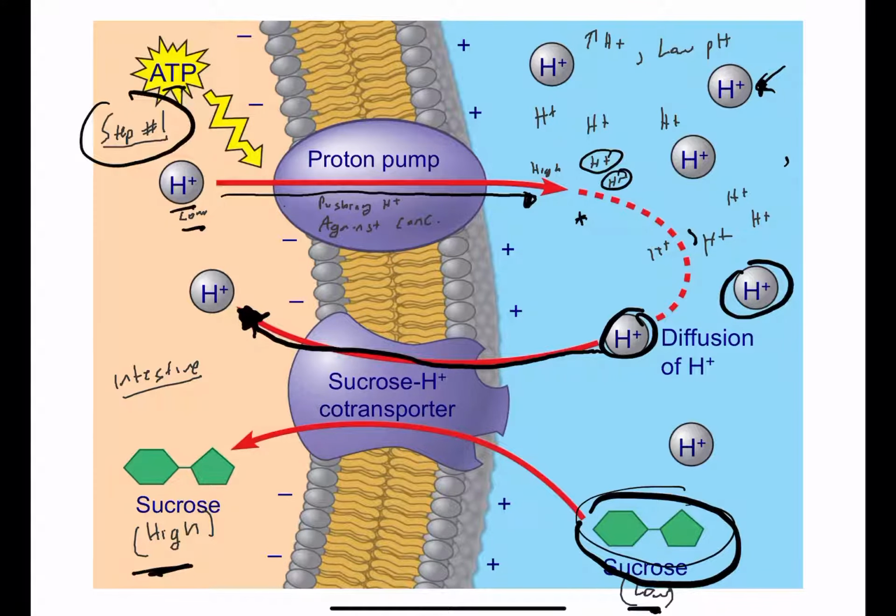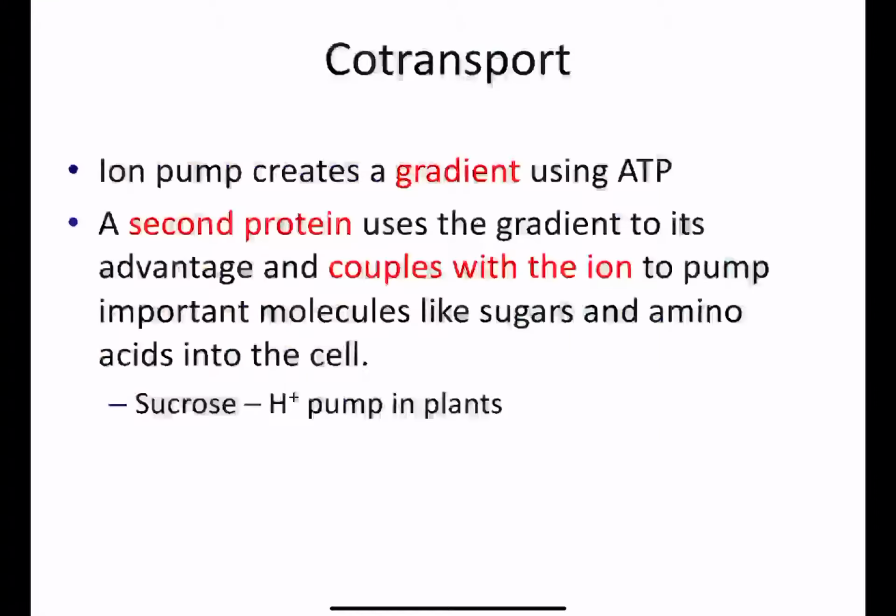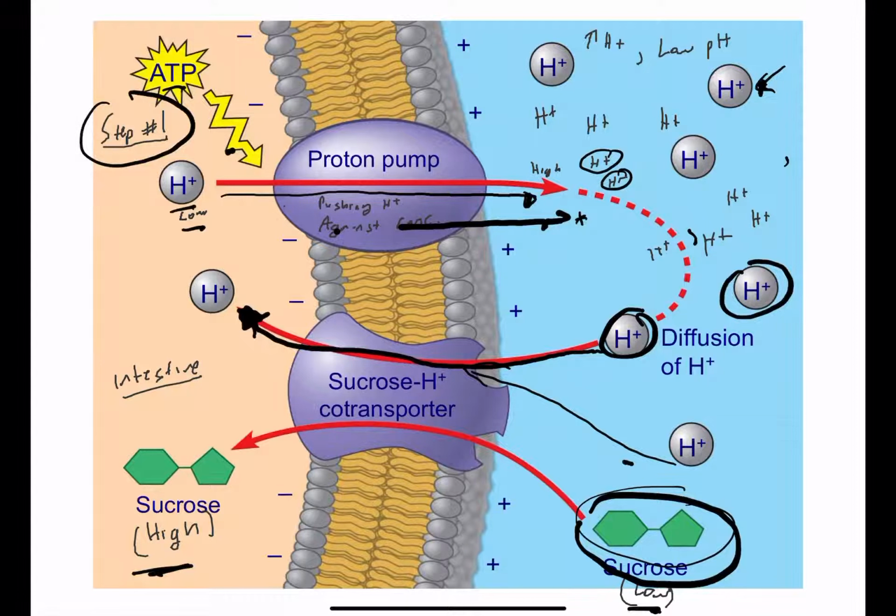It's kind of intense, but if you look at it, the ATP is pushing the protons against their gradient. These protons get built up, and then as they diffuse back down, it pushes sucrose against the gradient. So it's a really interesting way of using some form of active transport. Crazy ideas here, but hopefully that makes some sense to you in terms of co-transport.